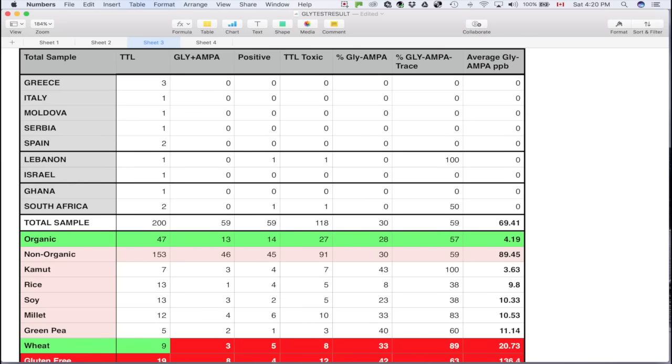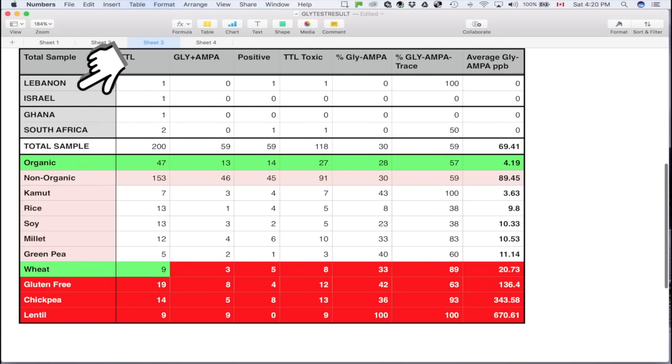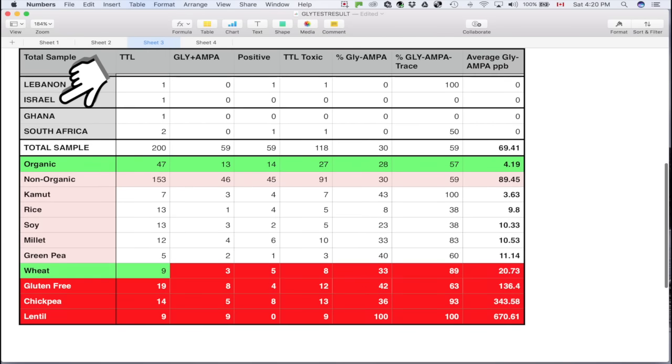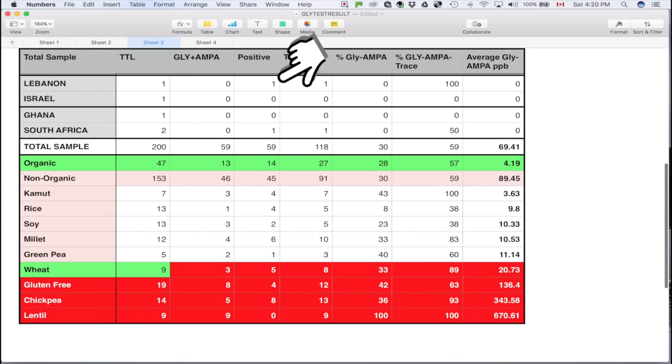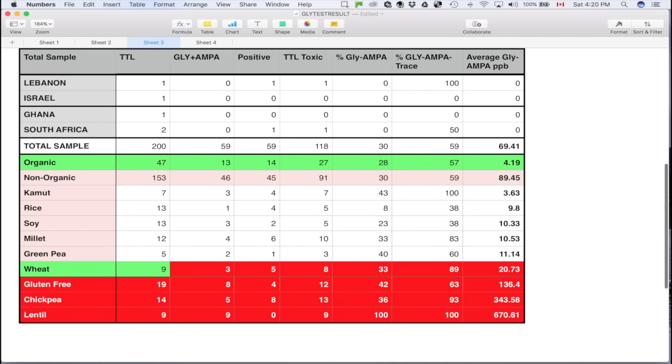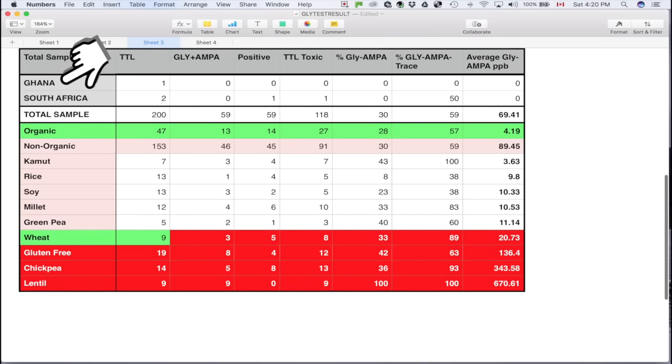Then come samples from the Middle East, Lebanon and Israel, 1 sample each. Lebanese food had some trace amount of glyphosate but no measurable amount. And Israel, which had an orange, I think a Jaffa orange, tested, and no glyphosate. Then comes the region of Africa, Ghana and South Africa. Ghana had 1 sample, no glyphosate. South Africa had 2 samples, one of them had a trace amount, the other had no glyphosate, and the final result in ppb is still 0.